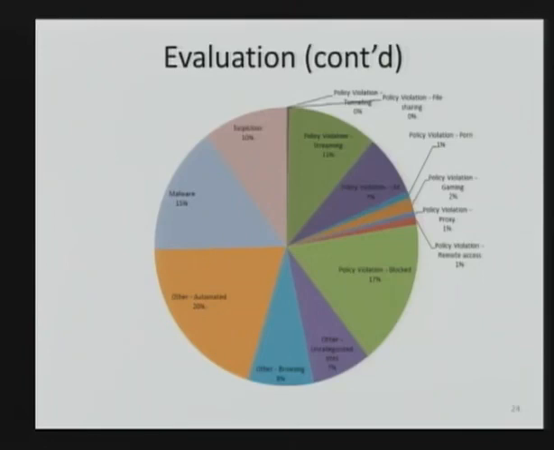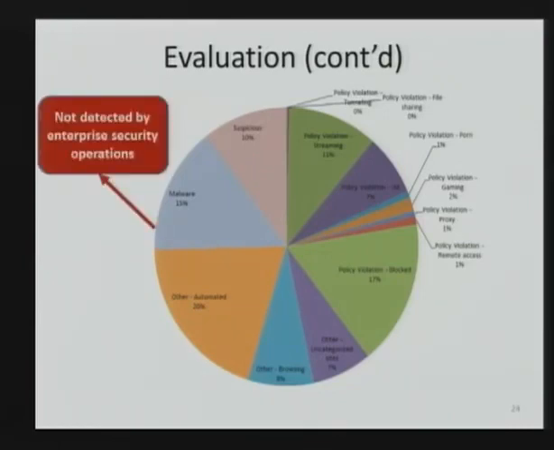And this is a breakdown of the labels that were applied to these hosts. It's a little hard to see. I'm sorry, it's so small, but roughly 25% of what we detected were confirmed to be malware or are suspicious. So these are things that were not previously detected by the Enterprise Security Operations Center.